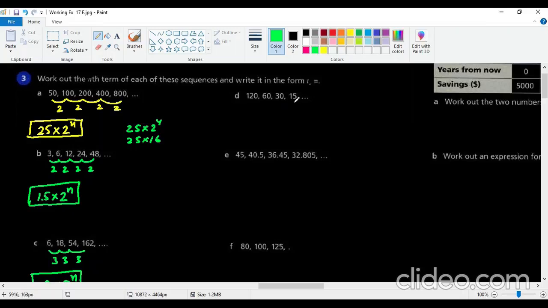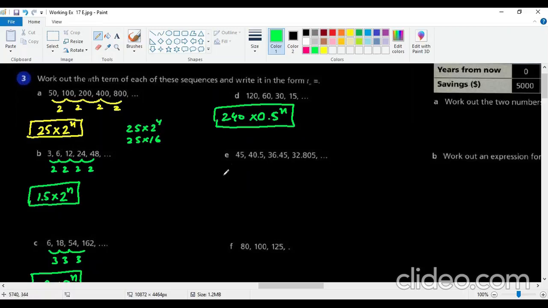So that means 0.5 to the power n is going to be the first part. Now this is 120. This is 1. So now what should I multiply this by to get 120? I will multiply by 240 to give me a term rule for this sequence. Now comes the next one.